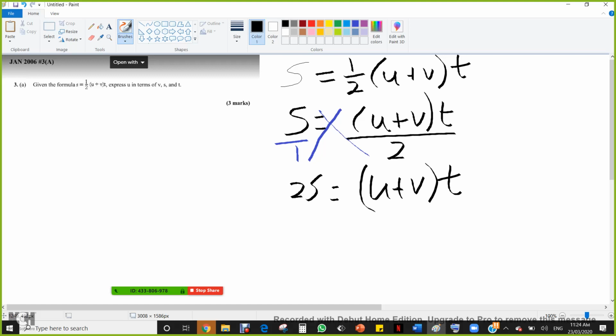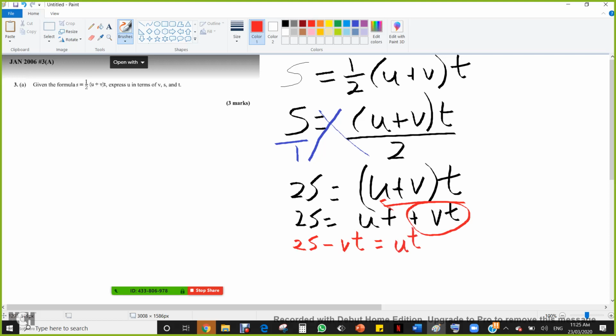Right, so now we can distribute this t to get rid of the brackets. So 2s is equal to ut plus vt. Everybody clear so far? Nobody confused, right? Any confusions? All right. So we want to get rid of this vt, so we carry it across. So 2s minus vt is equal to ut.